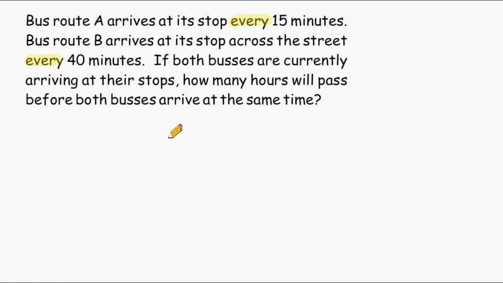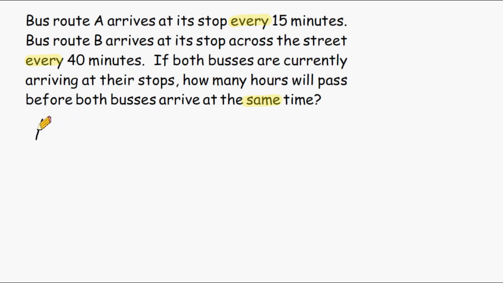And we want to see the very next time that both buses arrive at the same time. And the word "same" means "common" in math. So "every" would indicate multiples and "same" would indicate common. And we want to specifically look for the least common multiple.